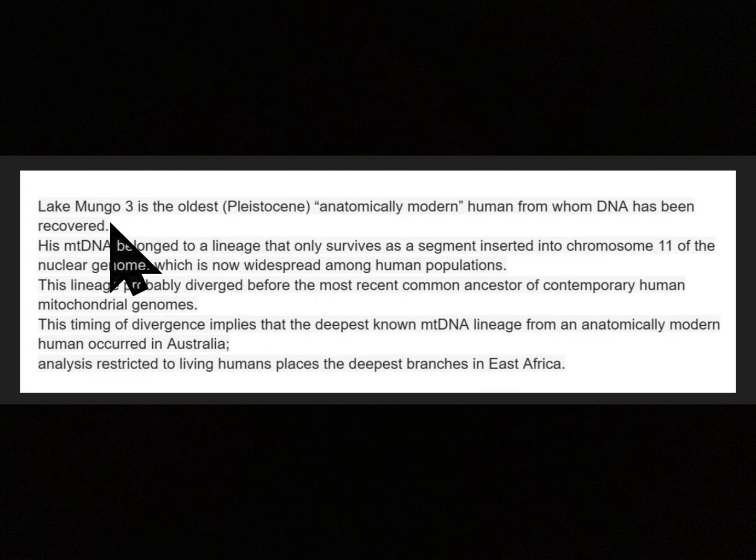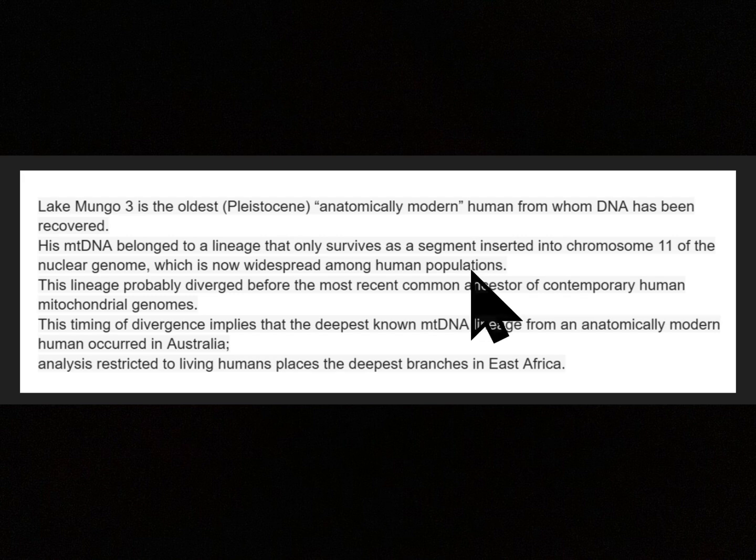Lake Mungo tree in Australia is the oldest Pleistocene anatomically modern human from whom DNA has been recovered. These fossils' mtDNA belonged to a lineage that only survives as a segment inserted into a certain chromosome of the nuclear genome, which is now widespread among human populations. That is not only Australia, that is globally.